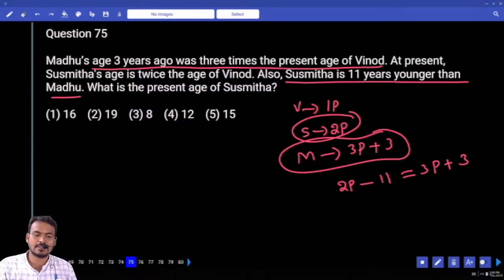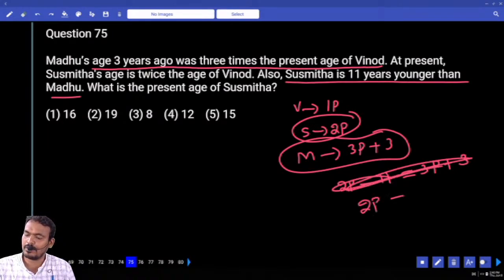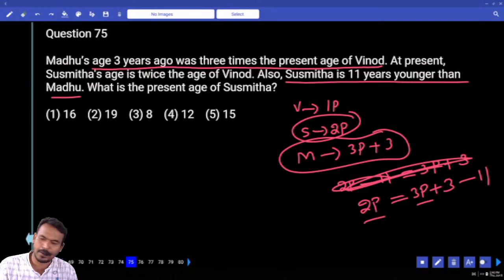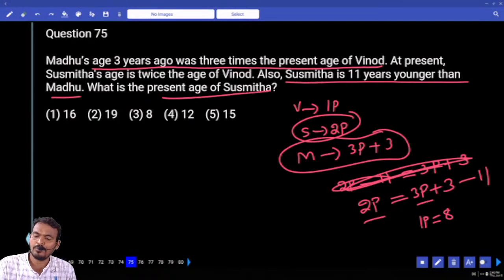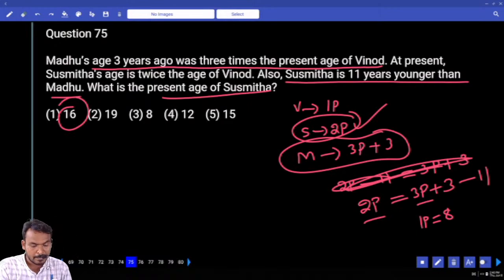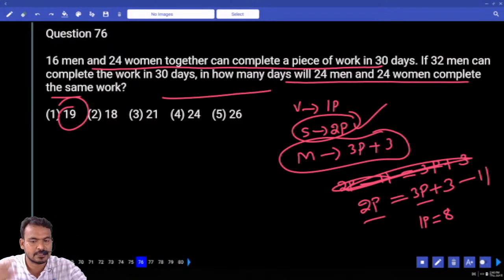Sushmita is 11 years younger than whom? Madhu. Sorry. 2 parts equals which one? 3 parts plus 3 minus 11 or not? And 2 parts and 3 parts, difference? 1 part. That 1 part equals how much? 8 years or not? What is the question here? Present age of Sushmita. How many parts do we need? 2 parts. What is the answer? 16.